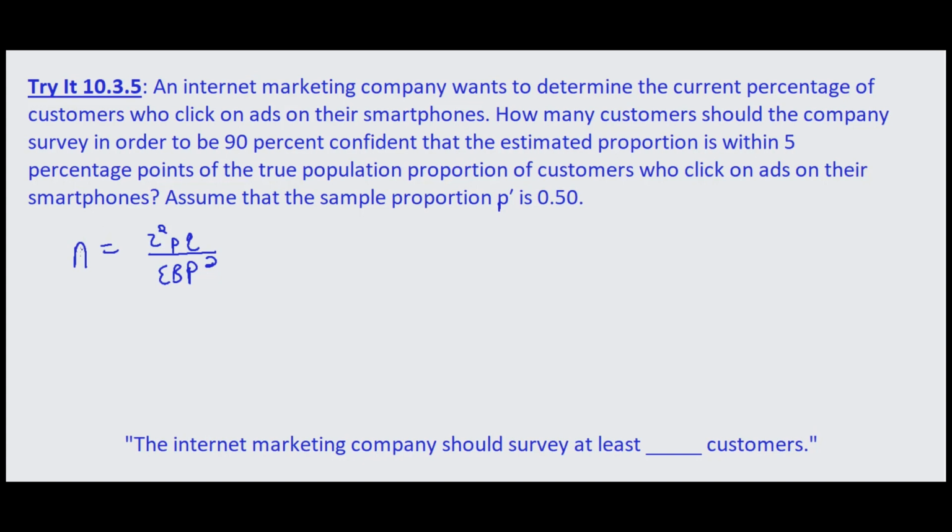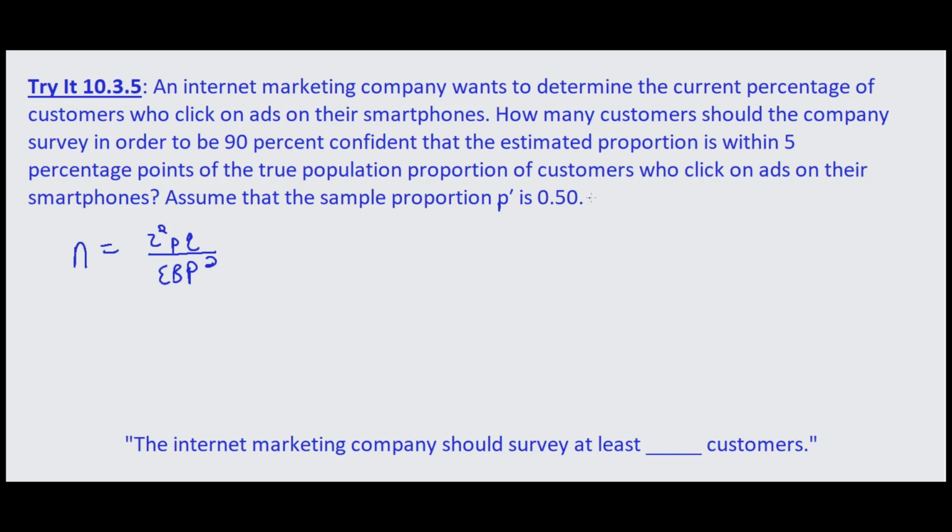I did go ahead and write down the formula. The sample size needed is going to be z squared times p times q divided by the error bound on the proportion squared. If you forget this particular formula, you can remember the error bound of the proportion formula and then just solve for n, the sample size, algebraically.